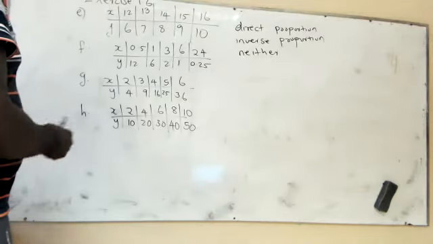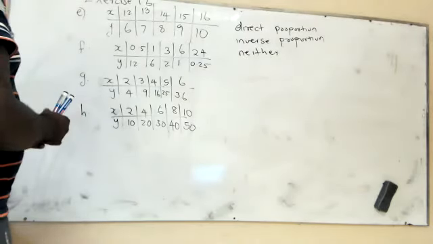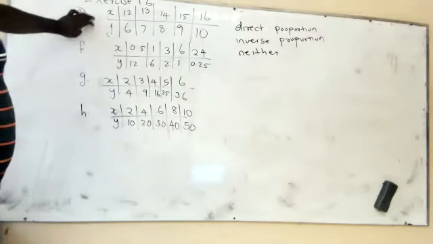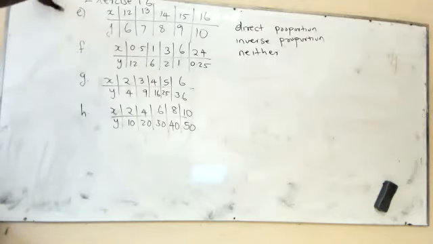So if you want to say something, you can unmute your mic and then you speak. So on the first question, which is question number E, is it going to be direct, inverse, or neither of the proportions? Which one is it going to be?